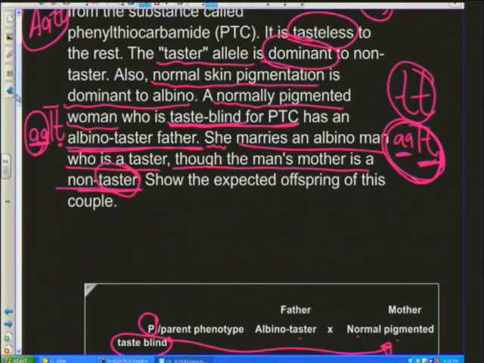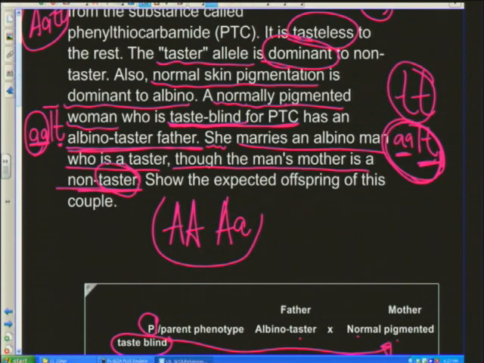She is a normal pigmented woman, right? So she had to have a capital A because normal is dominant. However, is she homozygous for the condition or is she heterozygous for this condition? How do we determine this? We need to look at her parents. Let's see what's the story there.